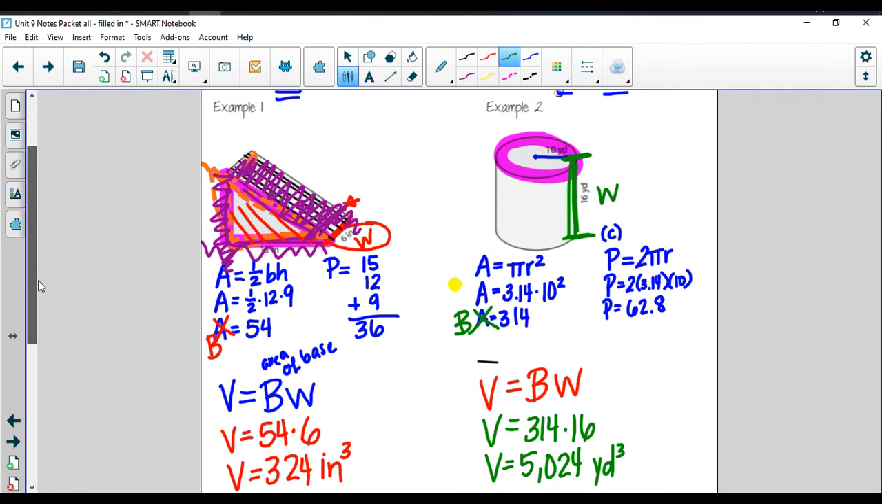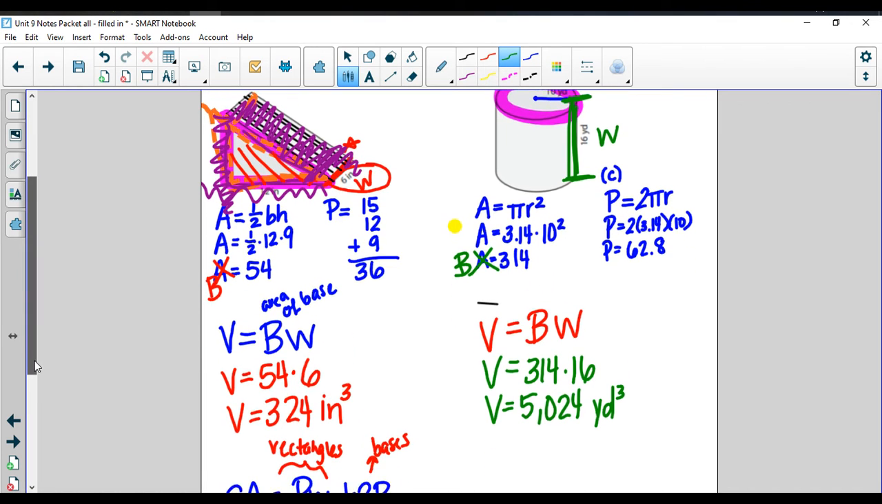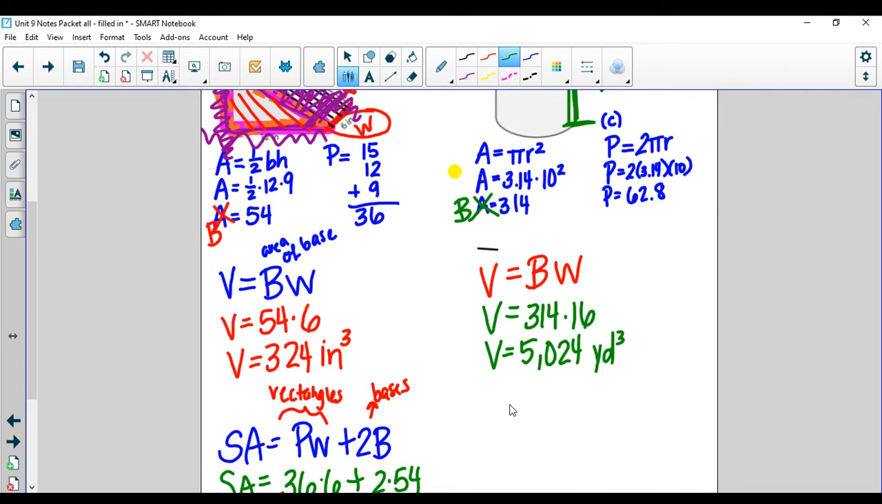Same thing is going to happen in example number 2. When we do the perimeter times the W, it's like we're taking the rubber band, starting at the top of the circle, and moving it downward. That's going to give us the area of that rectangle that actually surrounds those two bases. So our surface area formula is PW plus 2B.